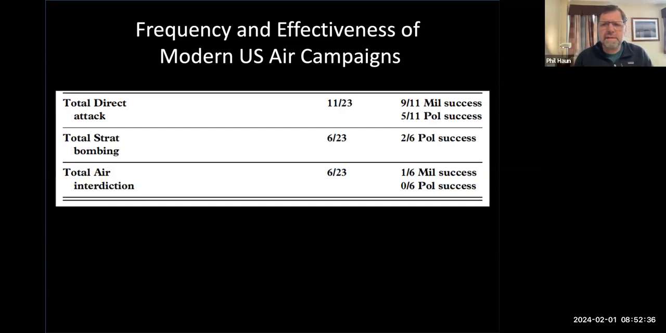As far as area interdiction campaigns, we can also identify 6 of those, so about a quarter of the cases. The only success we see is in the early Commando Hunt, the interdiction of the Ho Chi Minh Trail in Laos from late 1968 to late 1970. All the others are largely failures.